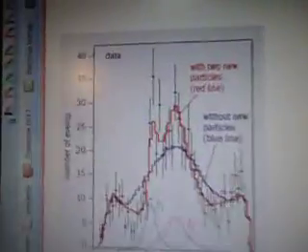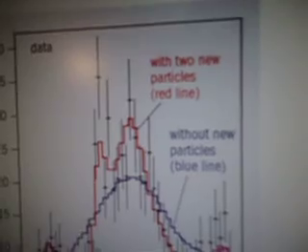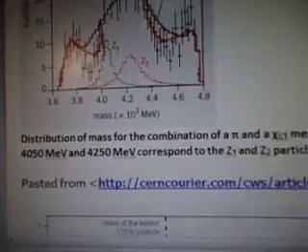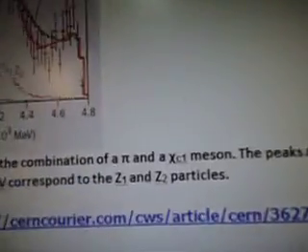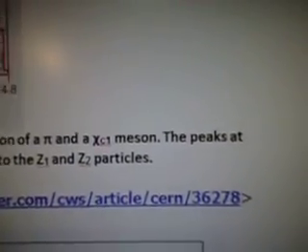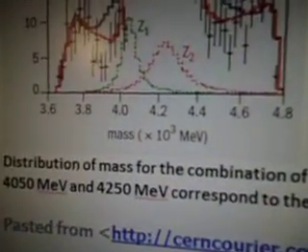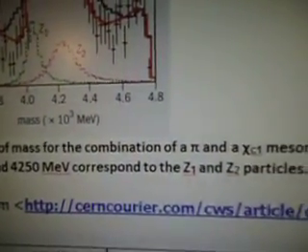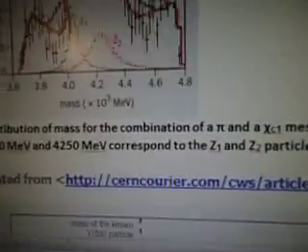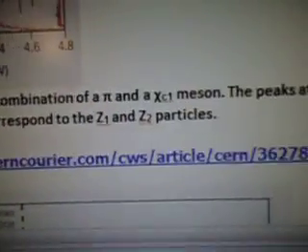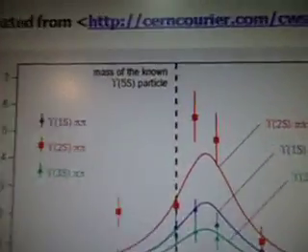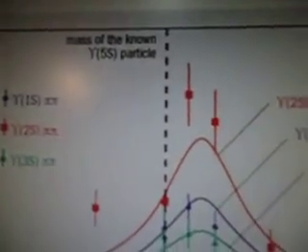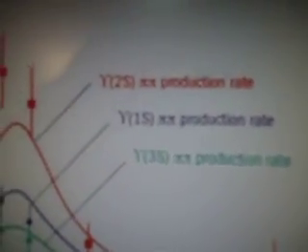So here's a graph here to look at. This is the distribution of mass for the combination of pi and XC1 meson. The peaks at 4050 MeV and 4250 MeV correspond to the Z1 and Z2 particles. That's from the CERNcourier.com. Again, this is CERN testing that is coming up in the data. And this is the mass of the known Y55 particle. And there's that. And that.